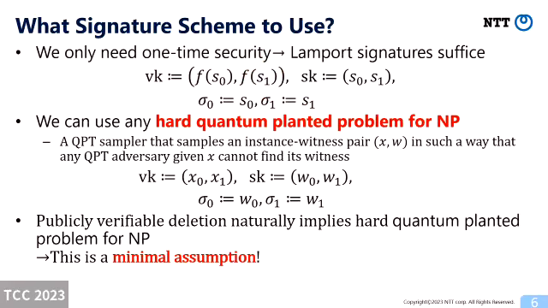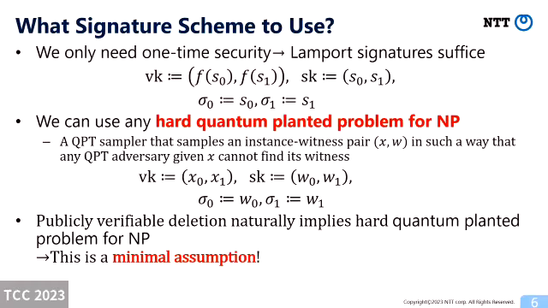This is specified by some classical polytime sampler that samples the instance-witness pair (x, w) in such a way that any QPT adversary given only the instance cannot find its witness. Then we can think of the instance and witness as the output and input of the one-way function. And by using a similar construction to Lamport signature, we can construct a similar one-time signature scheme. And we can use this signature scheme to instantiate our construction.